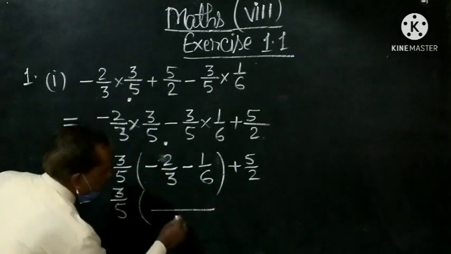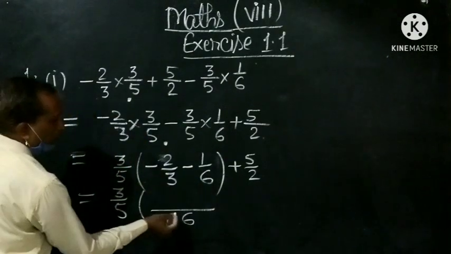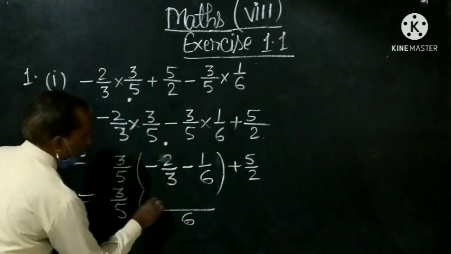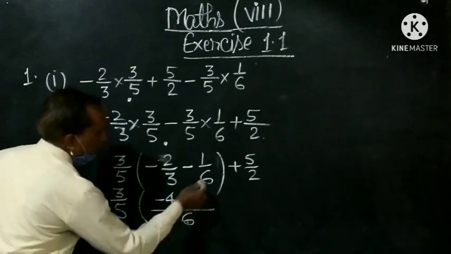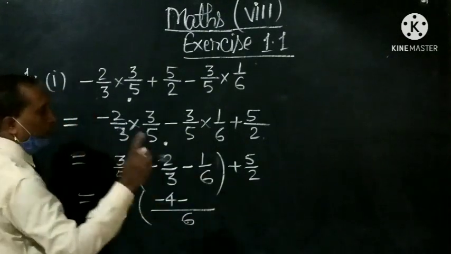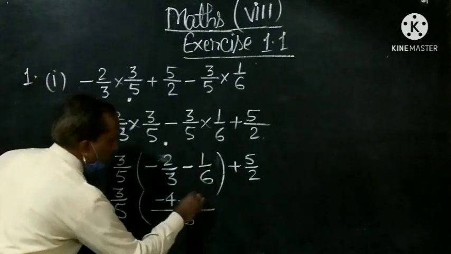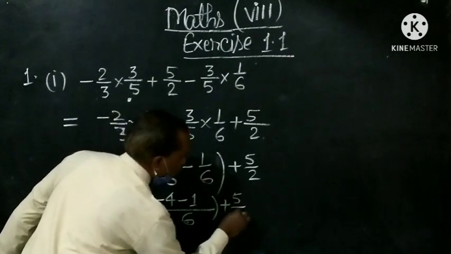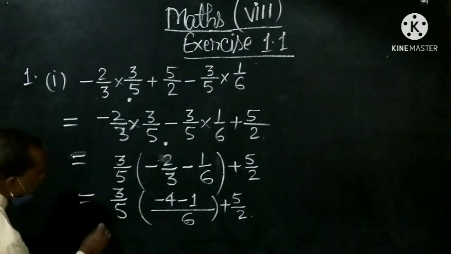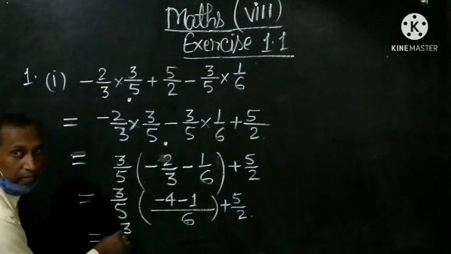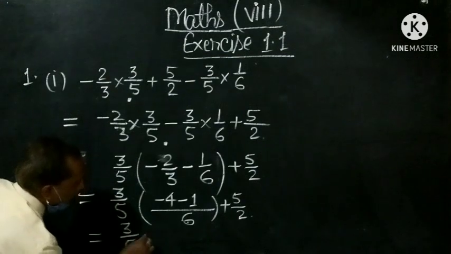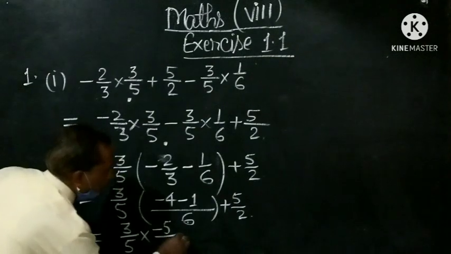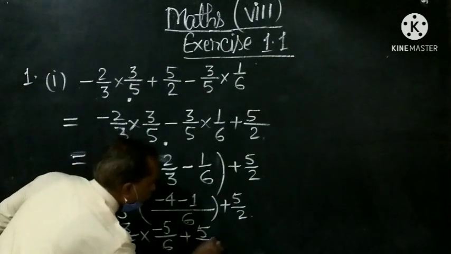You take the LCM of 3 and 6, you get 6. You divide 6 by 3, you get 2, and 2 is multiplied here. 2 into minus 2 gives minus 4, minus, when 6 is divided by 6, you get 1, and 1 is multiplied here, you get 1, plus 5 upon 2. You get here 3 upon 5 into minus 5 upon 6 plus 5 upon 2.